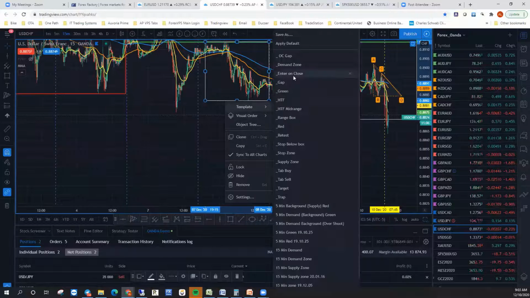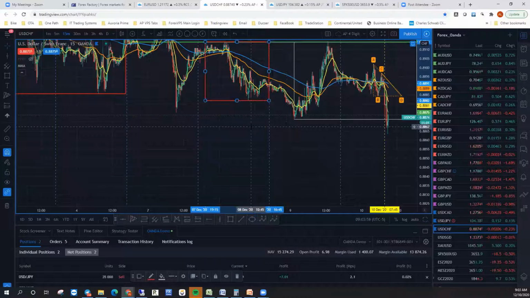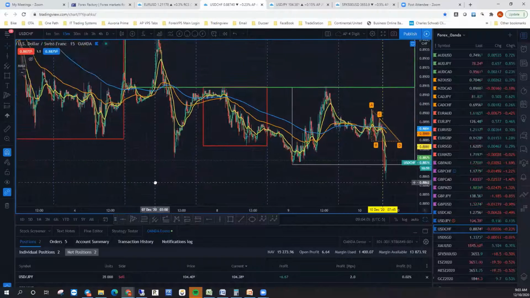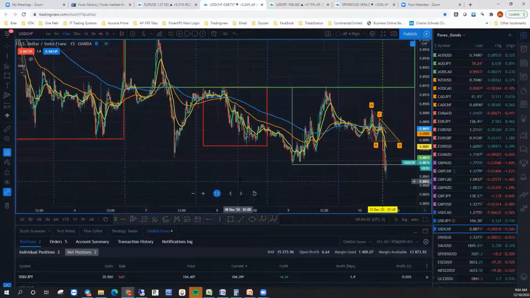This would be a red candle. This would be a neutral candle right in there.